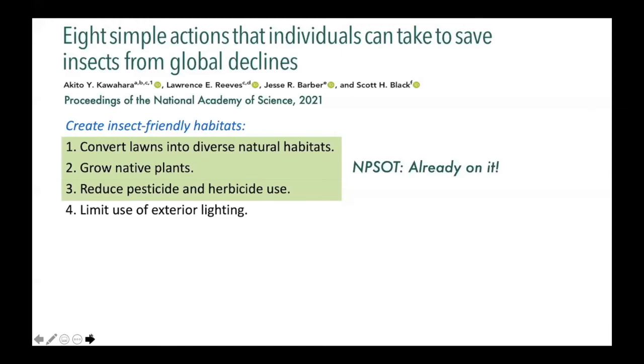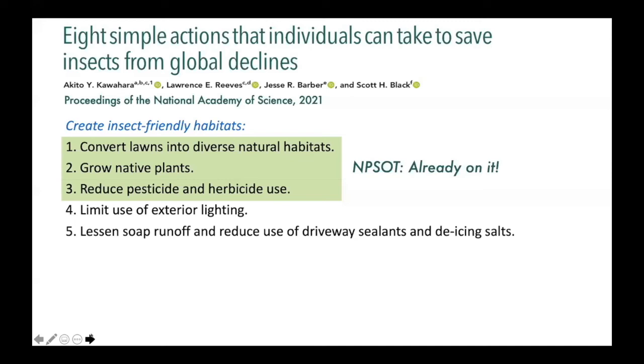It can also even distract them and prevent them from being able to find mates. Another thing that people often don't think about is lessening soap runoff. So try not to just sit there washing your car in your driveway and letting a lot of soap run into your yard. And reduce the use of other chemicals like driveway sealants and de-icing salts in the winter.